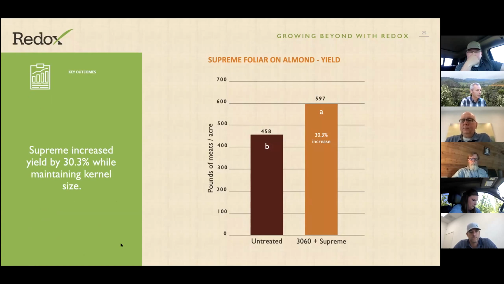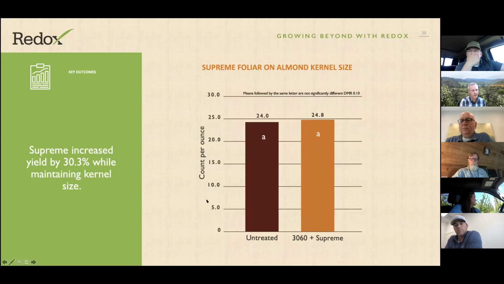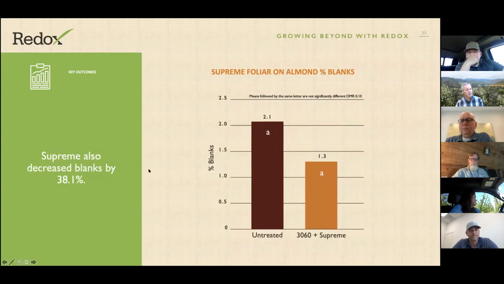And interestingly, we had basically the same kernel size between the untreated and the treated sides. Supreme also decreased the number of blanks by 38.1%, which is interesting here. It's not a statistically significant result, but I think it's interesting to note this. This is something that's a concern. In this particular trial, the number of blanks was fairly low to begin with, but it's a nice trend in the direction that we'd like to see.